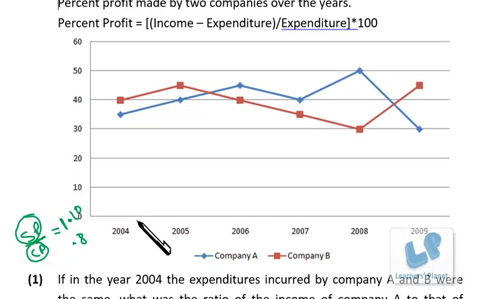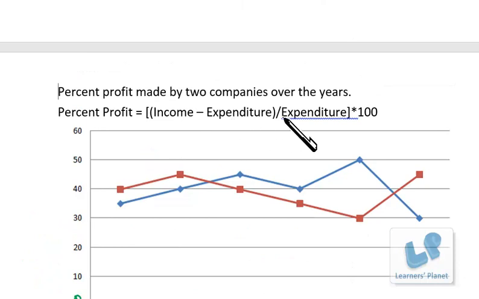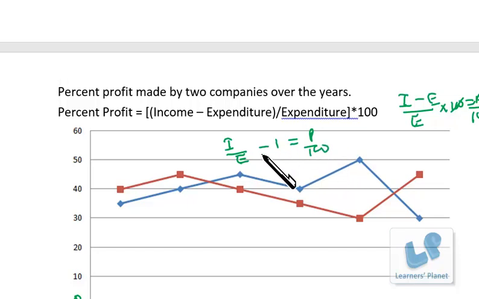I can even convert before you also. So here income minus expenditure by expenditure into 100, that is profit percent. So if income minus expenditure by expenditure into 100 is P, I shift this P over here. So income by expenditure minus 1 is equal to P by 100. So basically the income and expenditure ratio will be 100 plus P by 100.